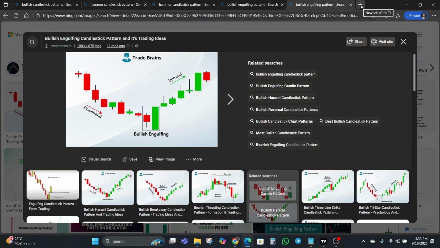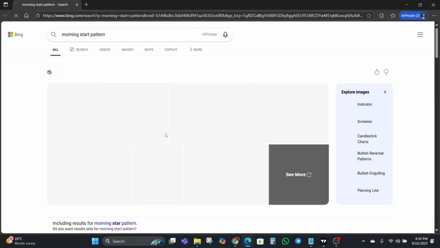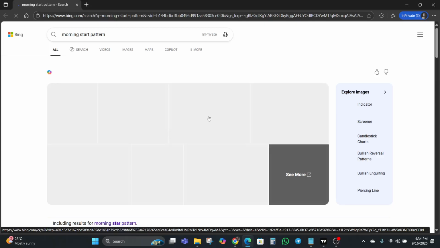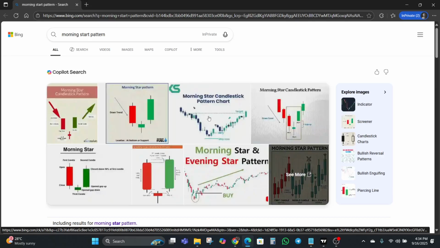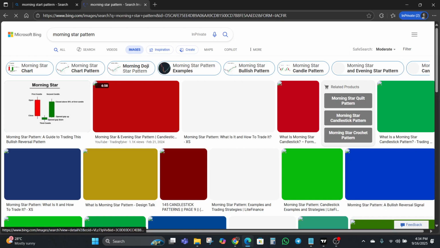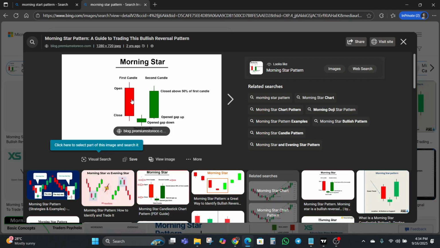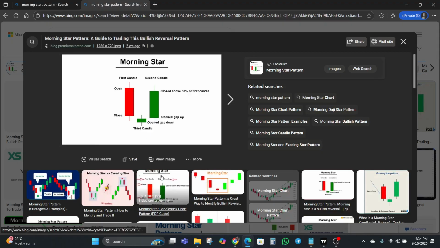Now, another powerful formation is the morning star pattern. The morning star pattern is a three-candle pattern that signals a potential reversal from bearish to bullish. So with the morning star, the first candle is large and bearish, it must be bearish. The second candle is a small candle.